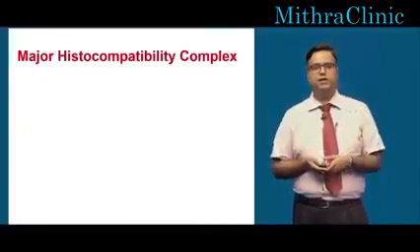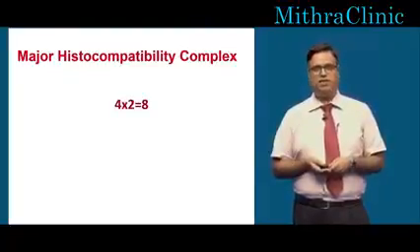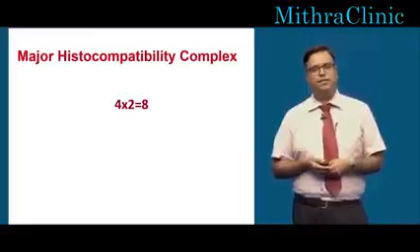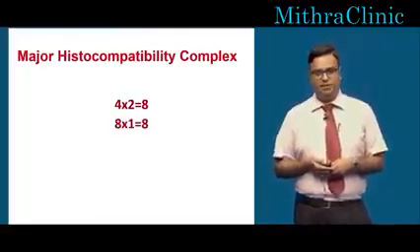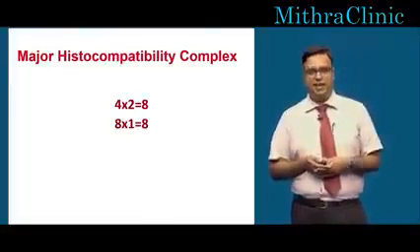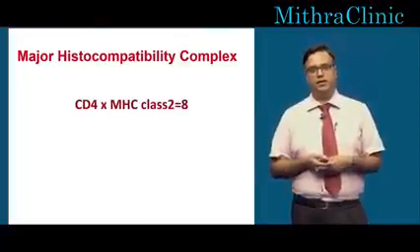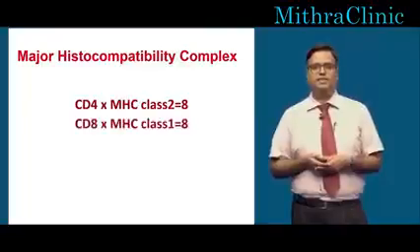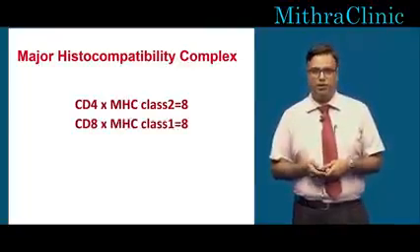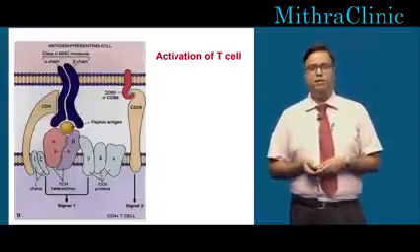So just to reinforce, MHC molecules are important. MHC class 2 restriction is associated with CD4 lymphocytes, and MHC class 1 restriction is associated with CD8 lymphocytes. A simple algorithm is 4 into 2 is 8 and 8 into 1 is 8, meaning CD4 molecules along with MHC class 2 is 8, whereas CD8 lymphocytes recognize with the help of MHC class 1 molecule. Now we'll come back to this T cell again. Right now we have seen the role of MHC molecule.